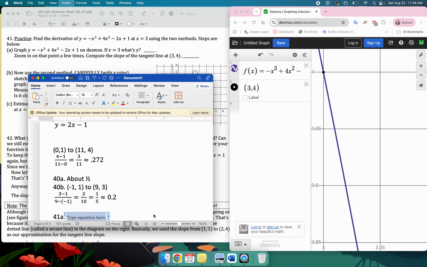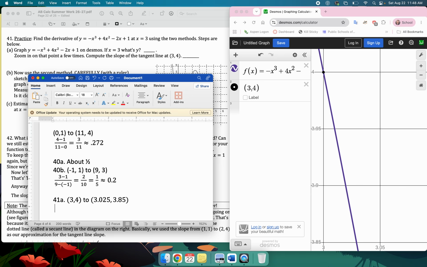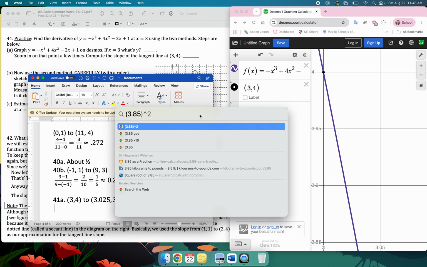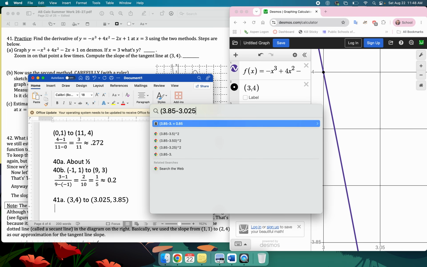So 41A, it's going through the point 3, 4, and then it's going through more or less this point right here, which is halfway between 3 and 3.05. So that's 3.025 is the x coordinate, and the y coordinate I can see is 3.85. So what would the slope be? The slope would be 3.85 minus 4 divided by 3.025 minus 3.